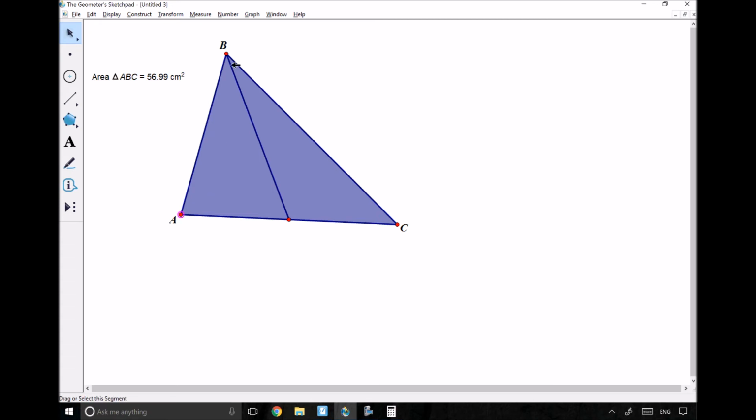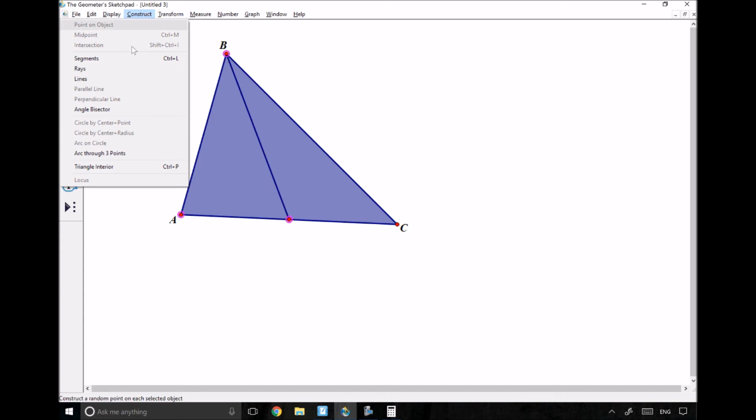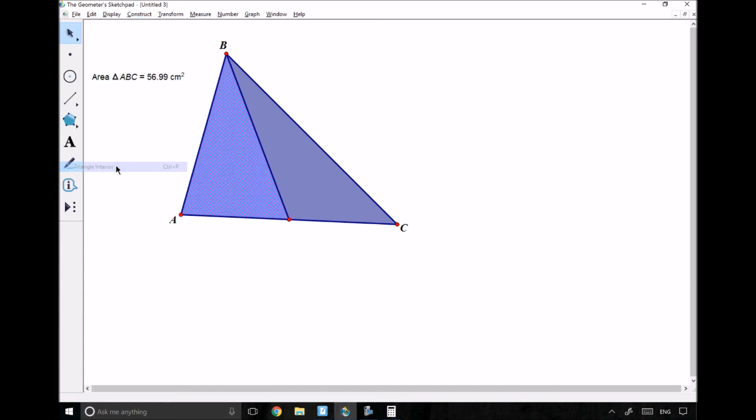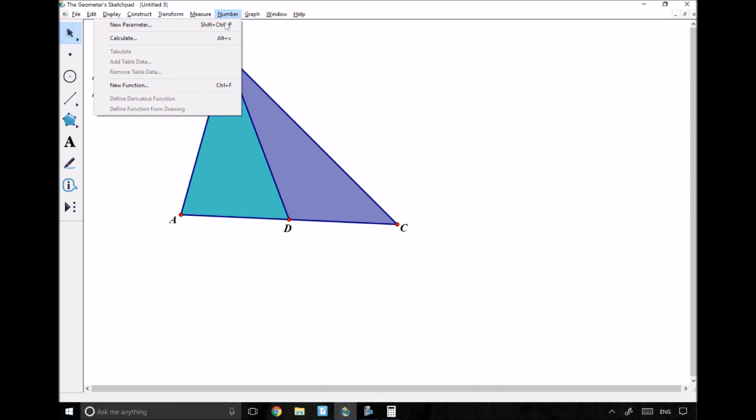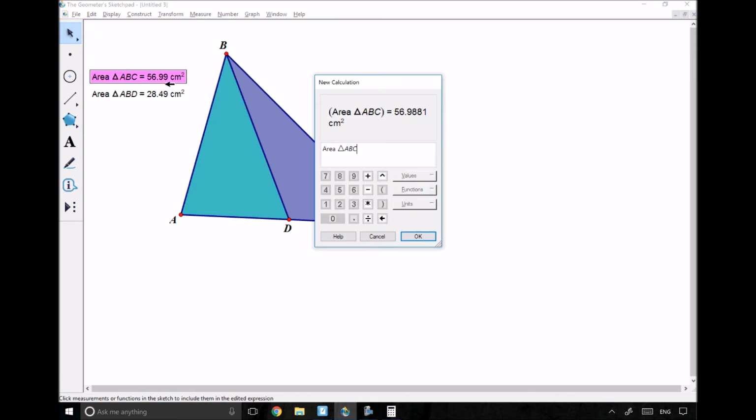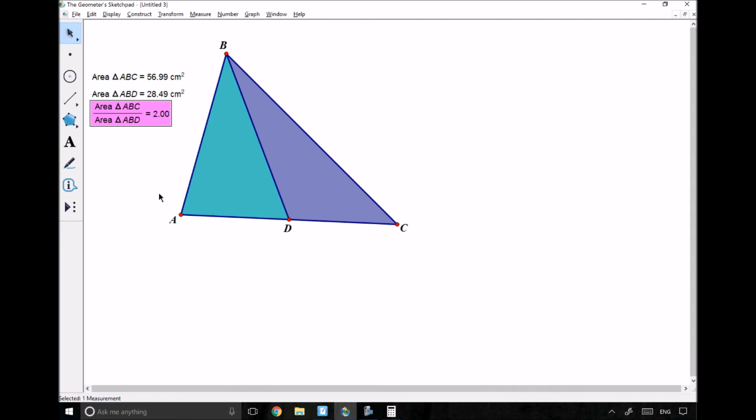Then I'm going to find the area of one of the smaller triangles that's created by the median right here. So let me just construct the triangular interior. Don't worry about any of that stuff. The most important thing is the actual area answer that I get here. So now I want to know what's the relationship between the larger one and the smaller one. So I'm going to calculate the larger one divided by the smaller one, and I end up getting 2. So this is telling me that the large triangle's area is twice as big as the small triangle's area, okay?